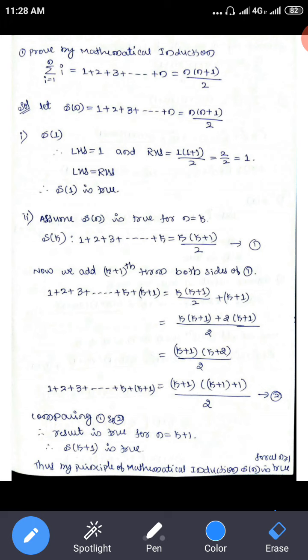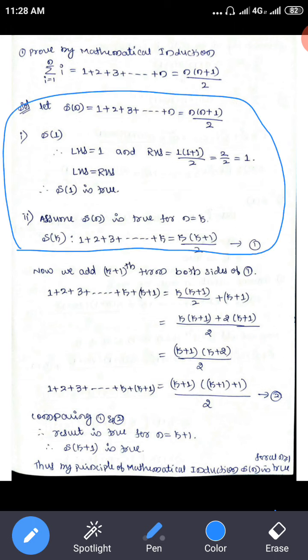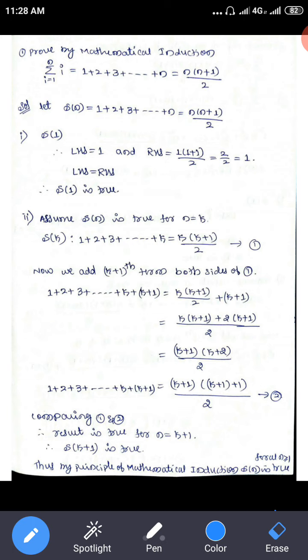Okay, writing till here, this is all very simple steps. Writing this much will give you 3 marks, sometimes 4 marks, it depends. So at least this much. Now we have to add the k plus 1th term to both sides of equation 1. So this is what equation 1 is, right? After k, what is the next term? k plus 1, is it right?